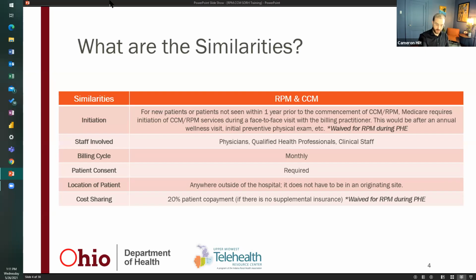And I'm sure it doesn't shock you, as you are listening to something related to telehealth, that the location is anywhere outside of the hospital. So it does not have to be at the originating site. And then lastly, for chronic care management, there was a 20% patient copayment if there was no supplemental insurance. So if engaged in CCM services and they didn't have any additional insurance to cover the service, there would be a 20% patient copayment. That used to be the same for remote patient monitoring. However, that is also currently waived during the public health emergency.